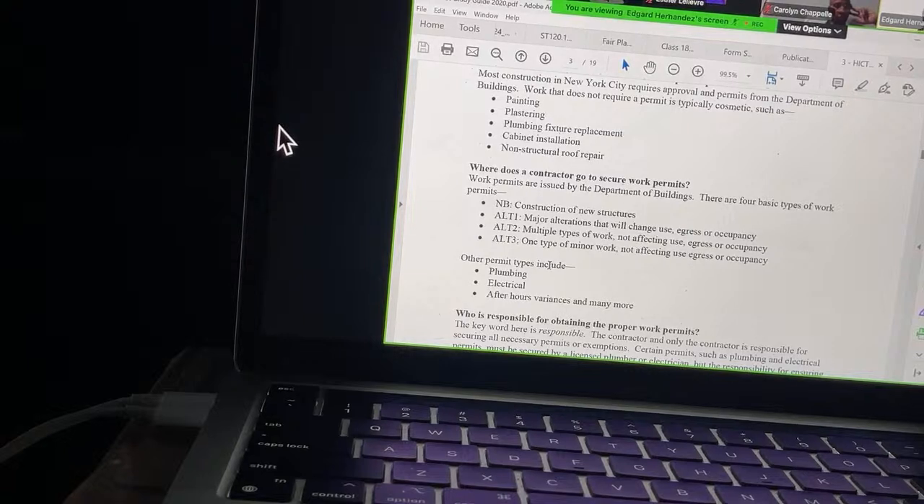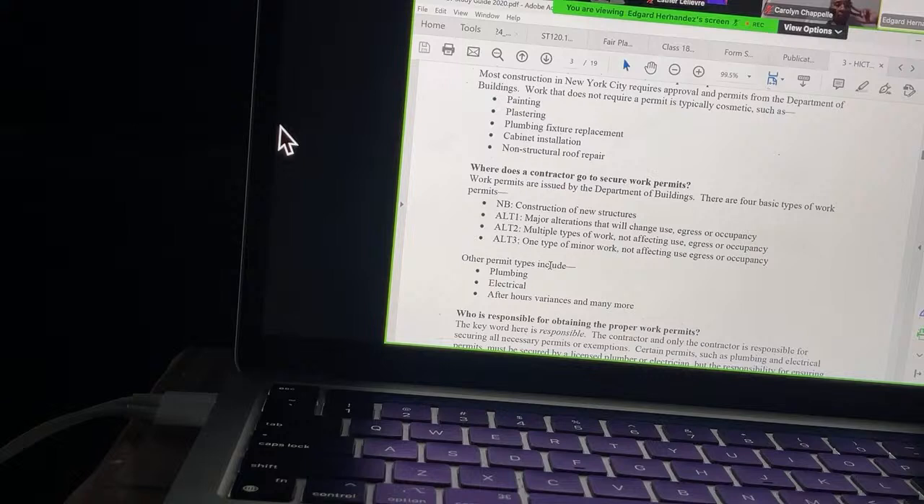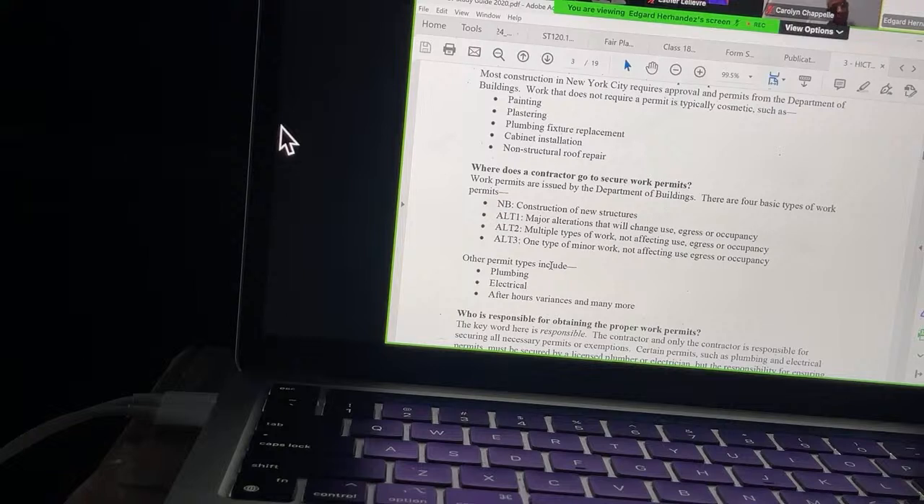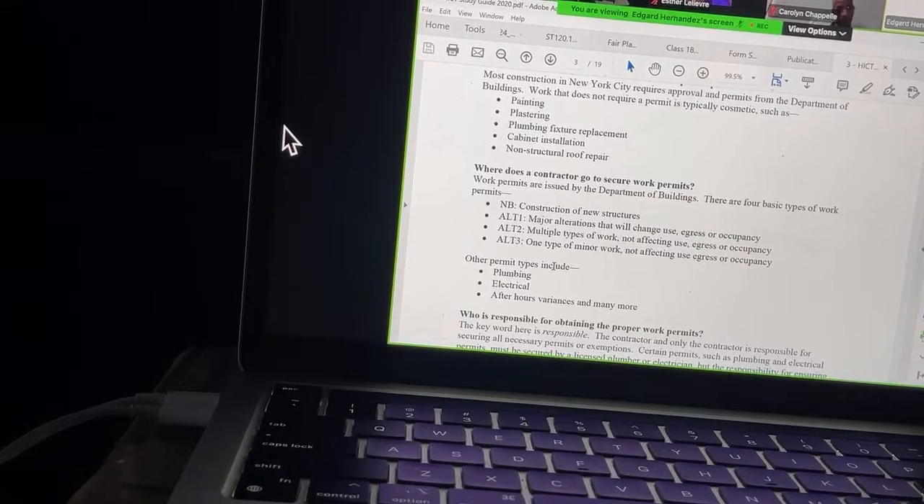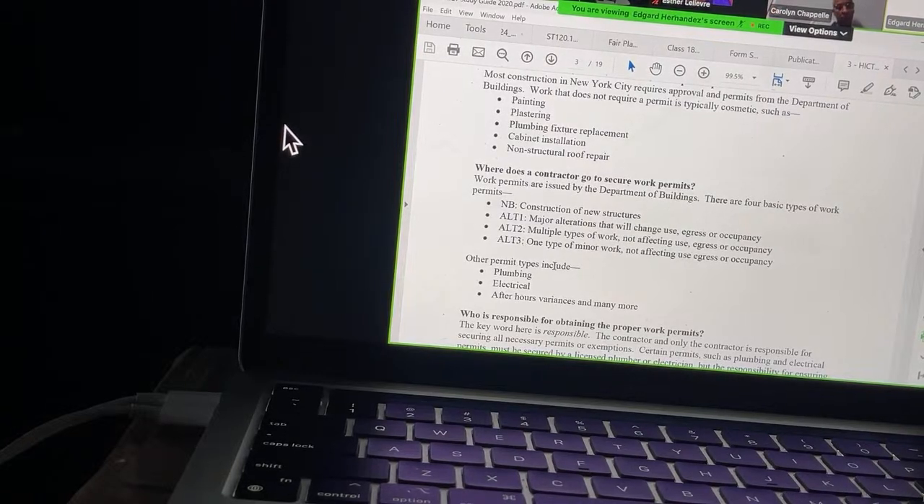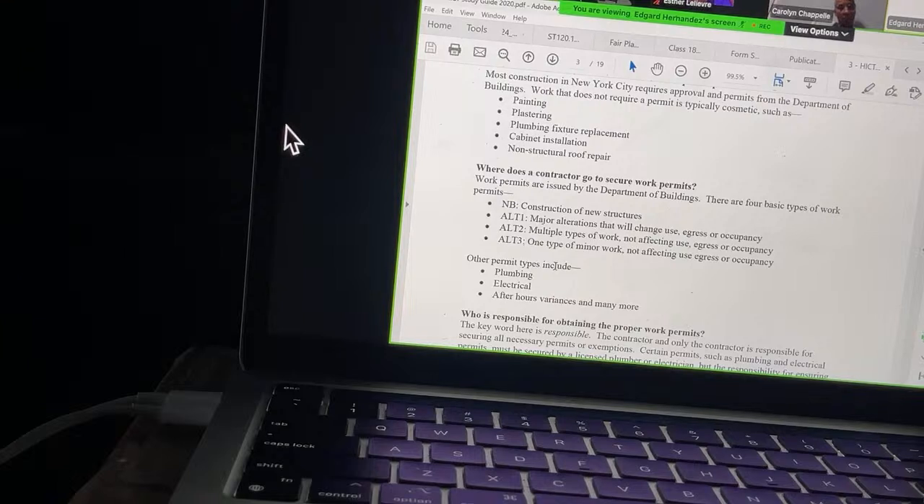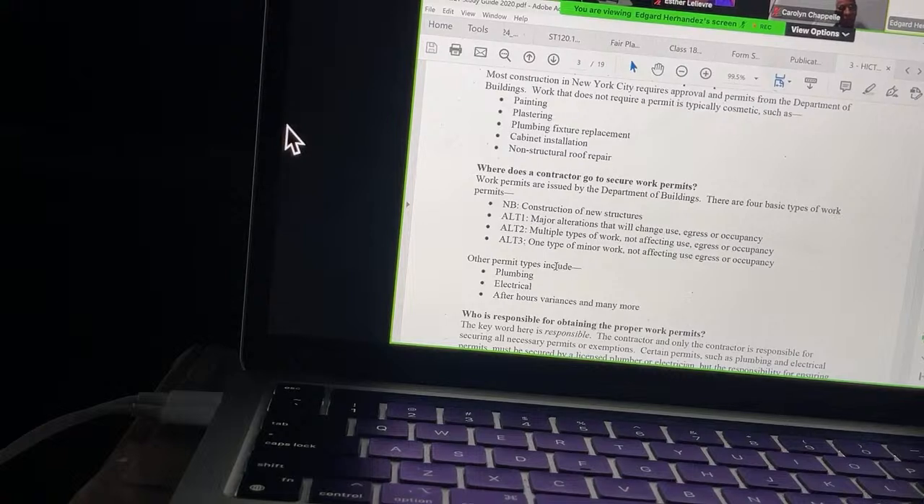Because if the DOB comes in and there's some wrangling, something you did, and they have to come back, now the project's stalled. Also, there's something called hours of variance, hours where you can only work. In the city, Kat or Shane, please correct me if I'm wrong here, I think it's from 9 to 4. Edward and Daniel can confirm this, there's only a certain amount of hours you can work during the day. You can't work during the weekends. But if you need to work past hours, let's say there's a major problem with plumbing, get the permit for after hours.